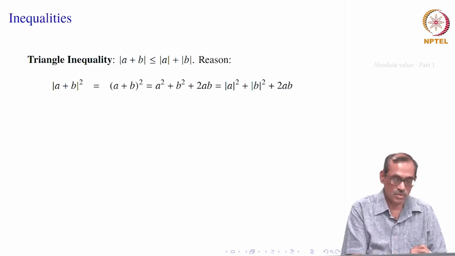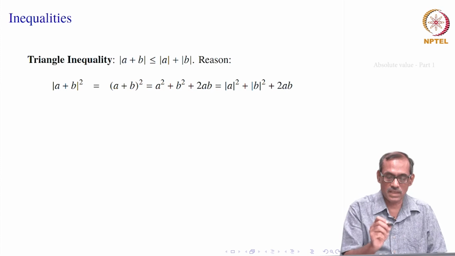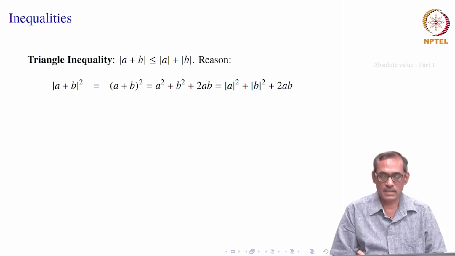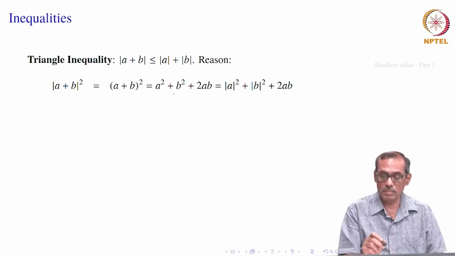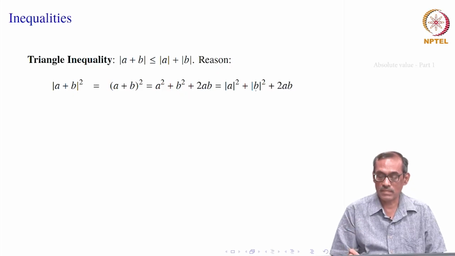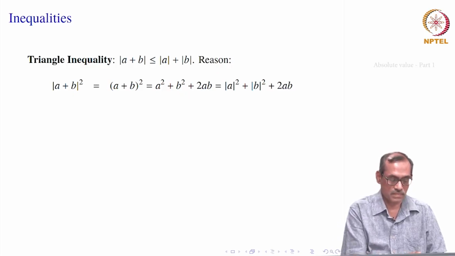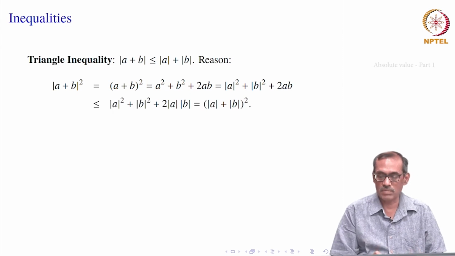Well, let us use that square definition. Let us take the square of the left side and we will see how to manage the square of the right side. So, mod A plus B whole square equals A plus B whole square because of the square root, and now we expand it, which is A square plus B square plus 2AB. We know that mod of A square equals mod A into mod A, which is mod A square. Similarly, B square equals mod B square, and we keep 2AB as it is and then use another property of 2AB.